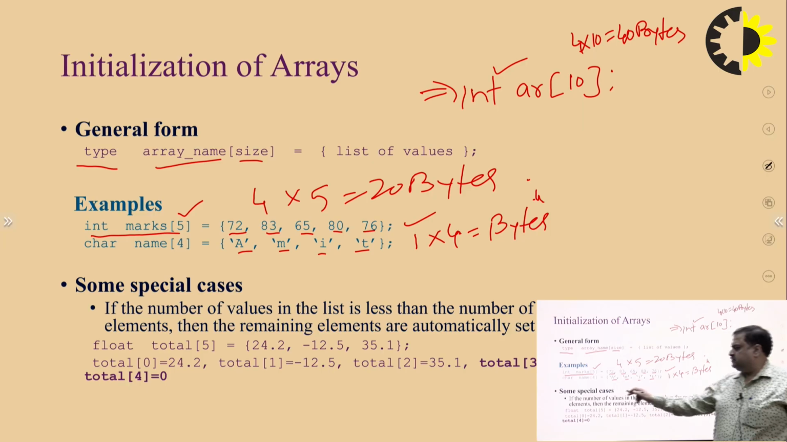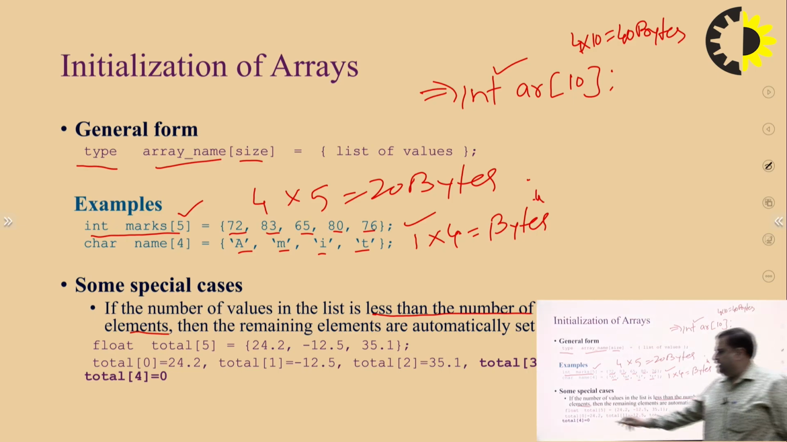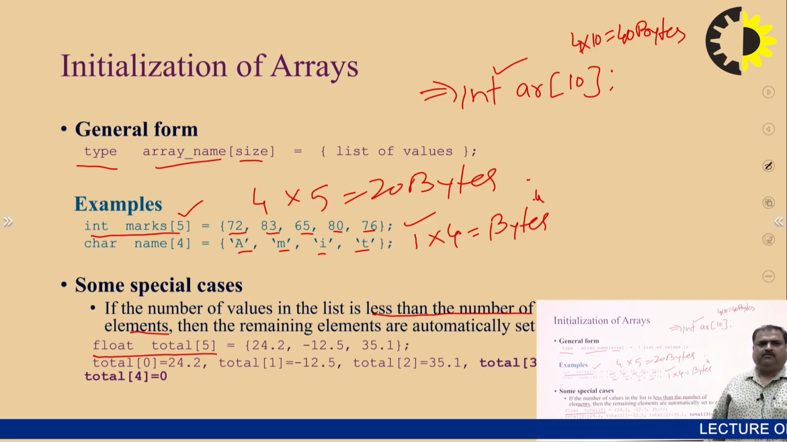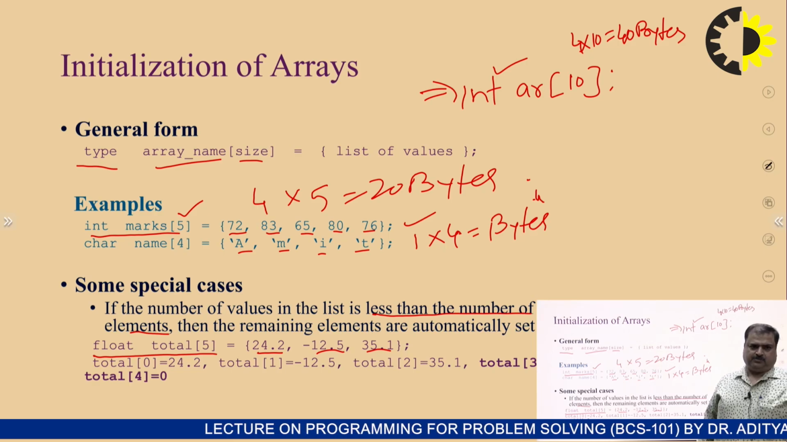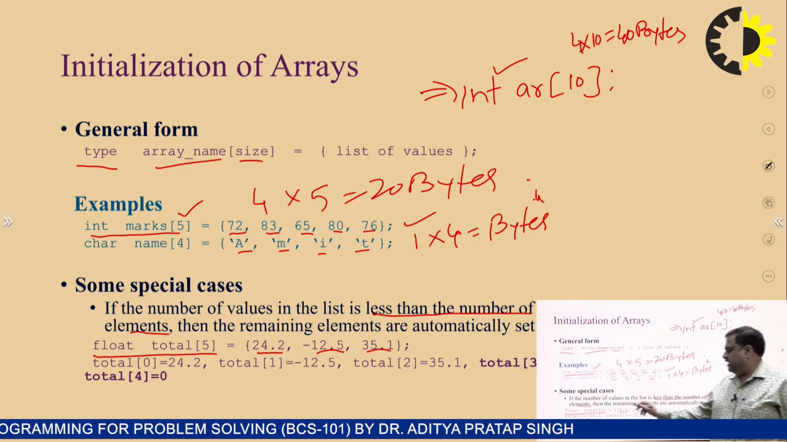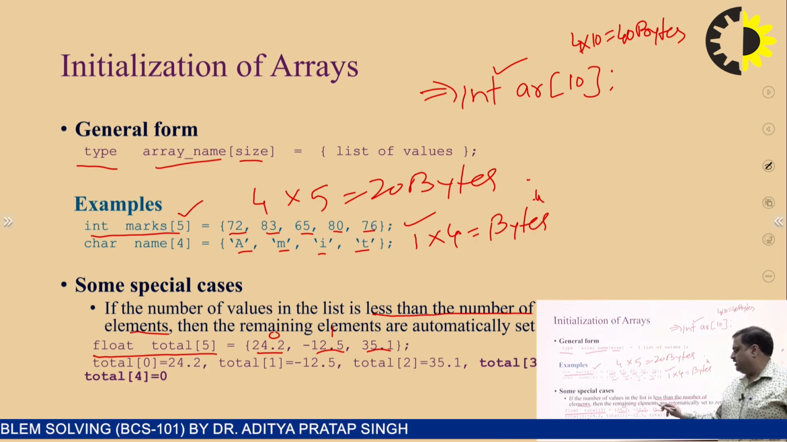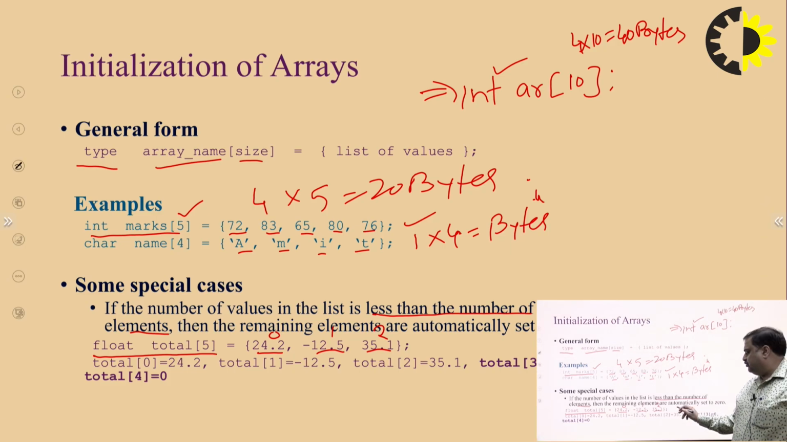Another special case is when the number of values in the list is less than the number of elements. For example, here we have taken float total[5]. So the size of the array is 5, but we have provided only 3 values: 1, 2, 3. In this situation, what will happen? The first 3 elements, at index 0, index 1 and index 2, will be initialized with these values. The remaining values will be 0.0, 0.0. So now the total is 1, 2, 3, 0, 0.